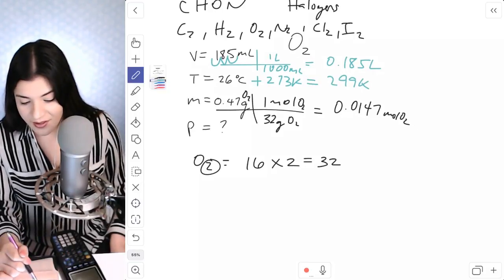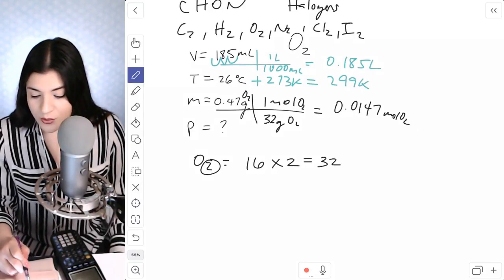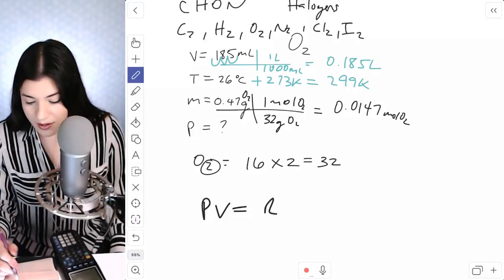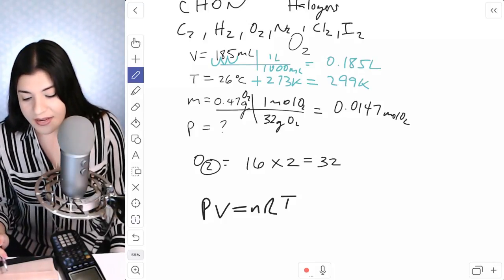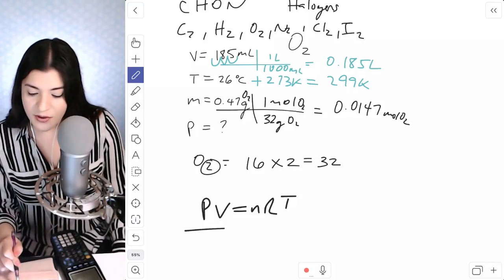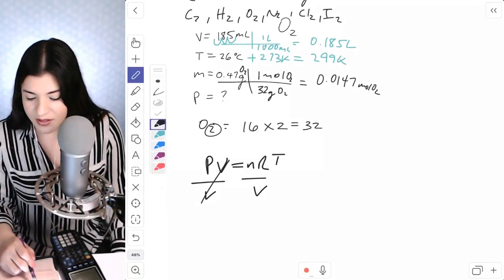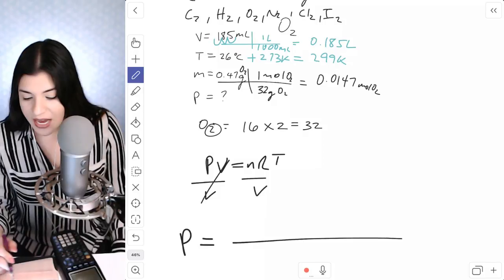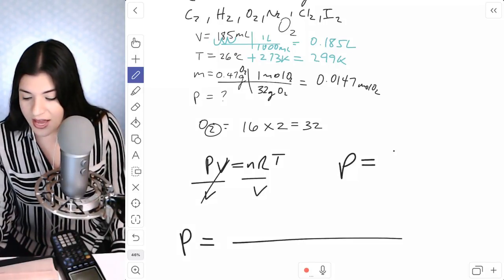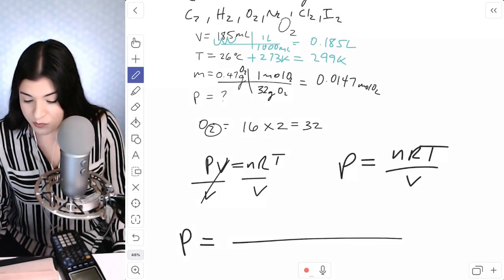Now I'll plug everything in and find our pressure. Using PV equals nRT, I want to solve for P, so I'm going to divide by the volume, which makes it easier to plug everything in and solve. So now I just have P equals nRT divided by V.